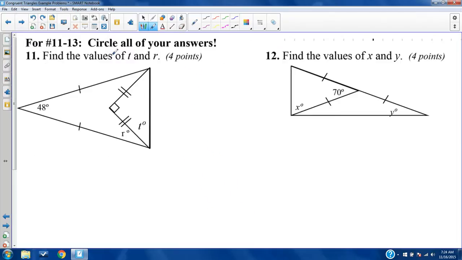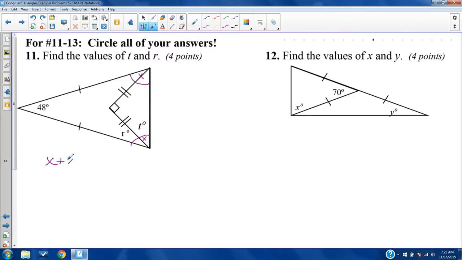Okay, number 11, find the values of T and R. All right, we have to use the triangle angle sum theorem along with the isosceles triangle theorem to try and get some of this stuff worked out. First of all, let's look at the bigger triangle because I actually have something given here. I can find out what this measure is because it's going to be the same as this measure, because in isosceles triangles, when segments are congruent, the angles opposite them are also congruent to one another. So if this is some unknown x degrees, this is also x degrees.